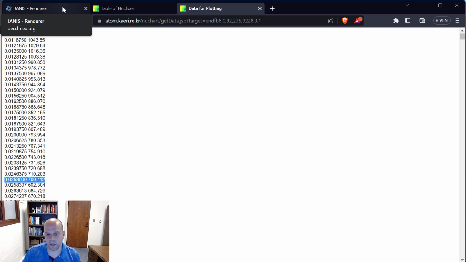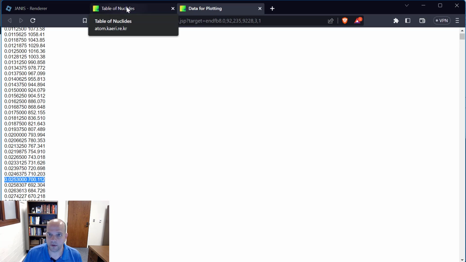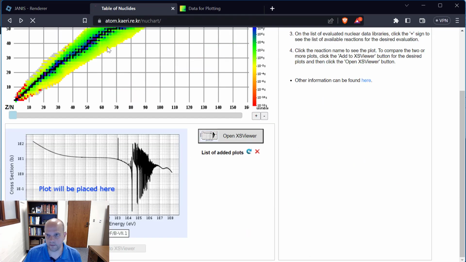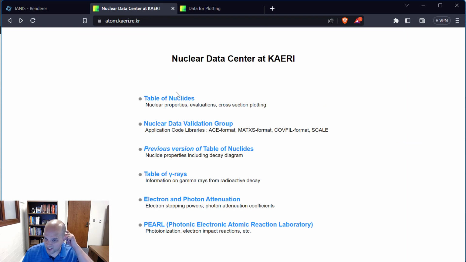So I can take either one of those two, and the bottom line is what you should do whenever doing a problem like this is to cite the source and the data set that you use to look up cross-section. But I did want to show one more resource that I find useful. If I go to this Korean data set again, go back here, and I actually go to the previous version of this table.